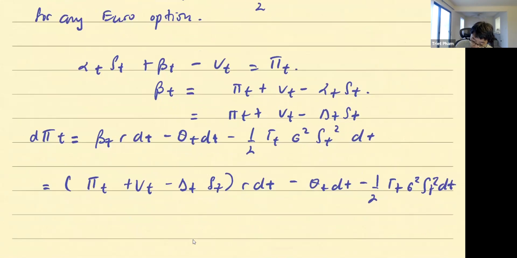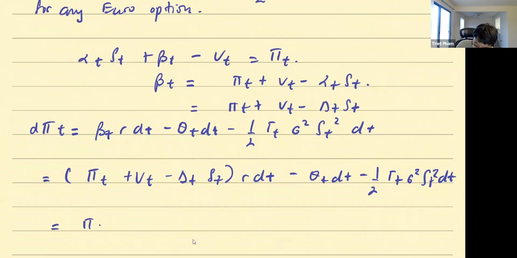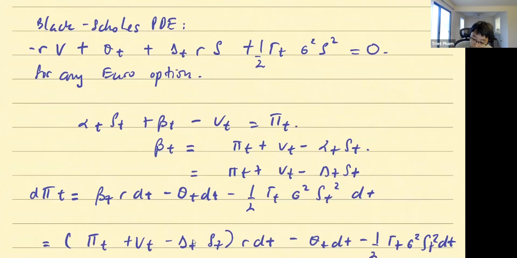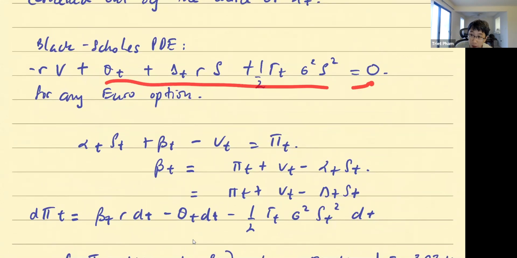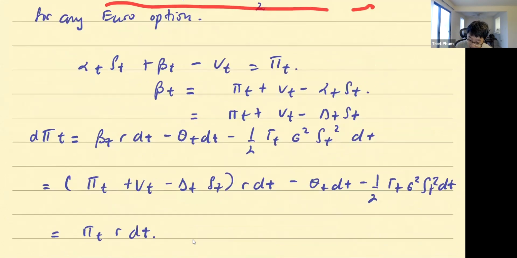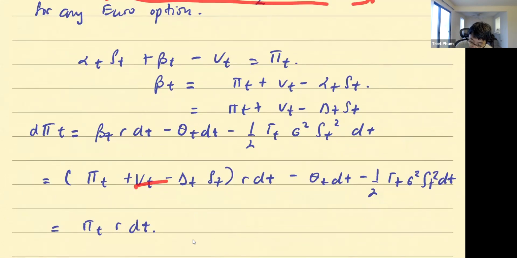Which gives you pi t r dt. Do you see that? So assuming all the Greeks of the portfolio interact nicely as the Black-Scholes PDE says that it does, then every component right here cancels out, and we get simply this.